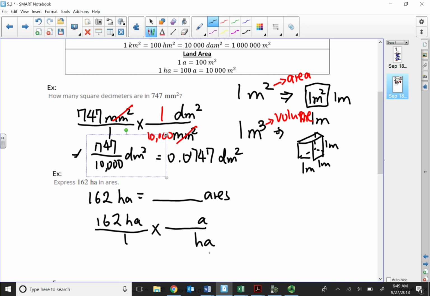All right, hectares convert straight to Rs, which is up here, the land area. 1 hectare is 100 Rs. The hectare cancels out, so this problem just now becomes 162 times 100, which is 16200 Rs. Okay.